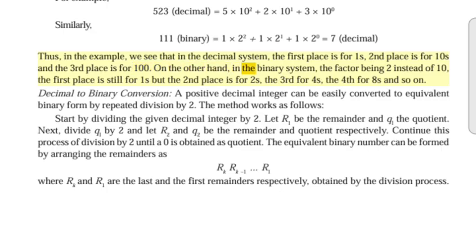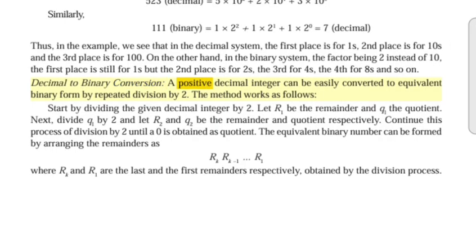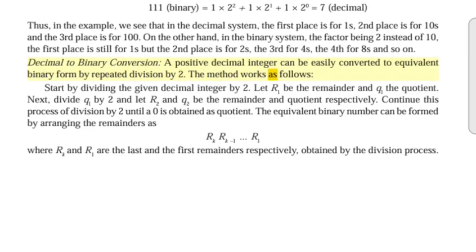On the other hand, in the binary system, the factor being 2 instead of 10, the first place is still for ones, but the second place is for 2s, the third for 4s, the fourth for 8s, and so on. Decimal to binary conversion. A positive decimal integer can be easily converted to equivalent binary form by repeated division by 2. The method works as follows.